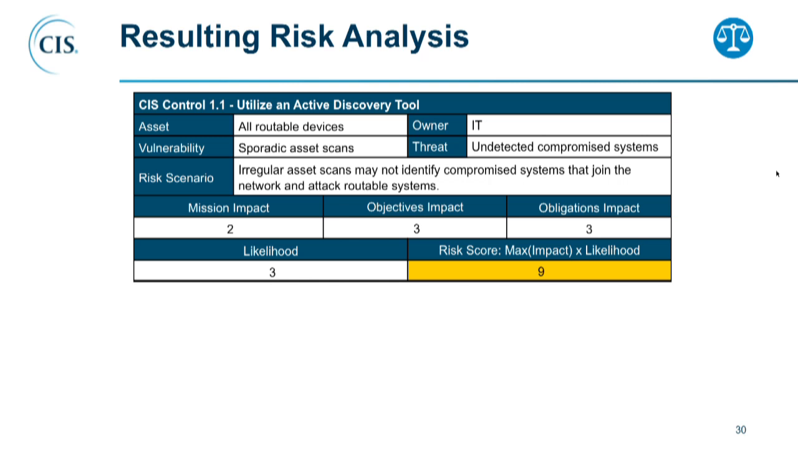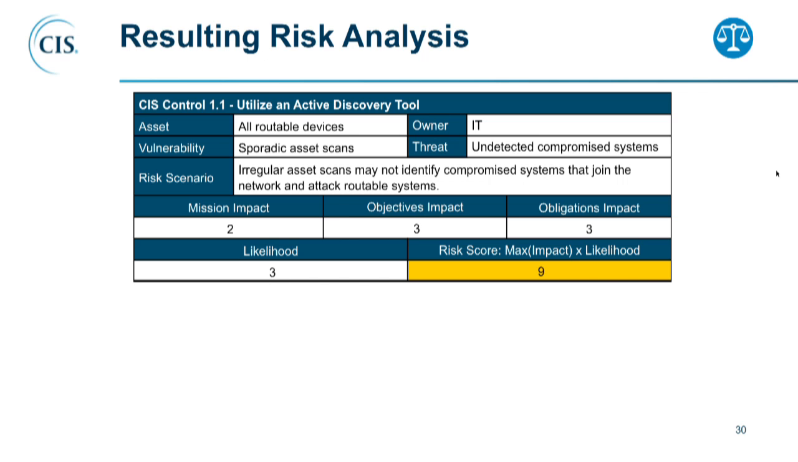An organization, when they're using CIS controls, they say, there are a lot of controls here for me to do. I'm going to have to invest in some things. Let me see where I can economize. This tells me I have to utilize an active discovery tool. I have to be able to find what enters my network at all times and get a good sense of what that thing is there to do. The asset would be all routable devices. My owner is IT. I'm concerned about a vulnerability here.